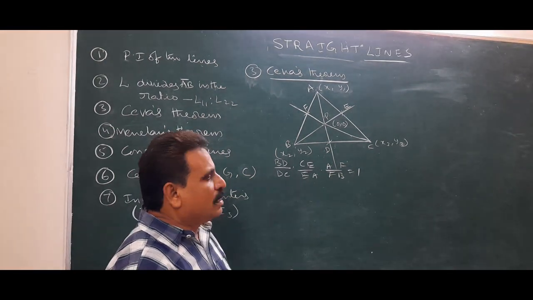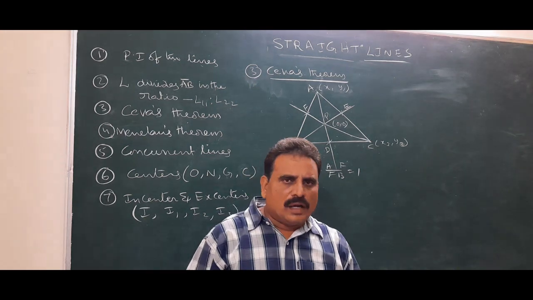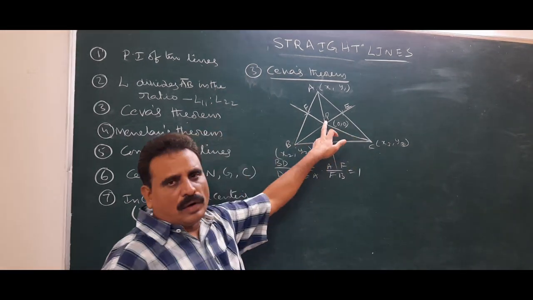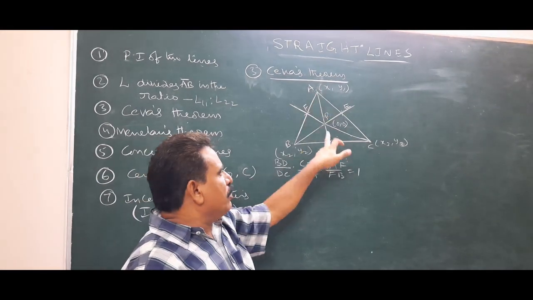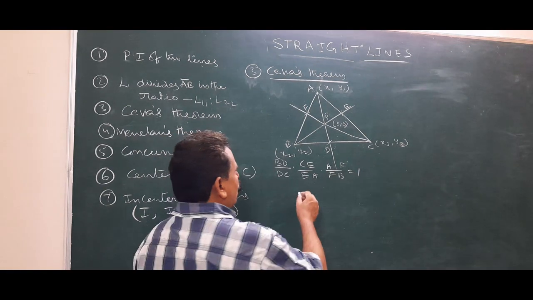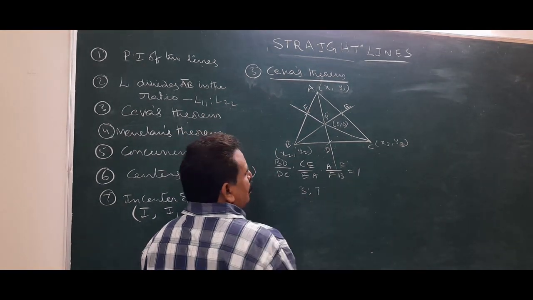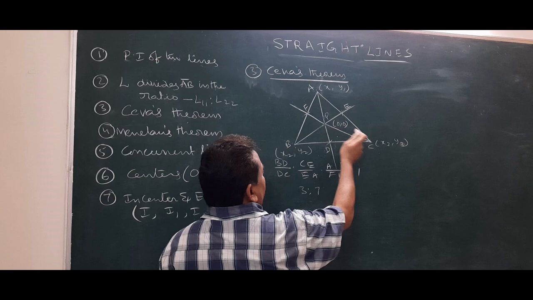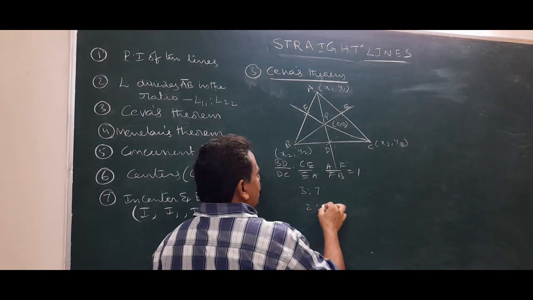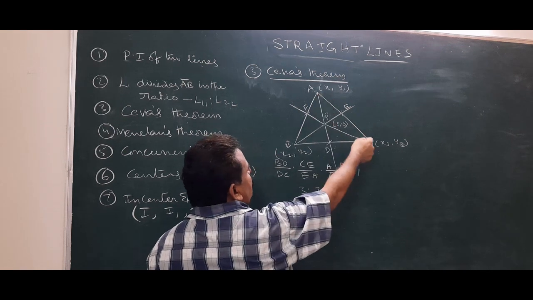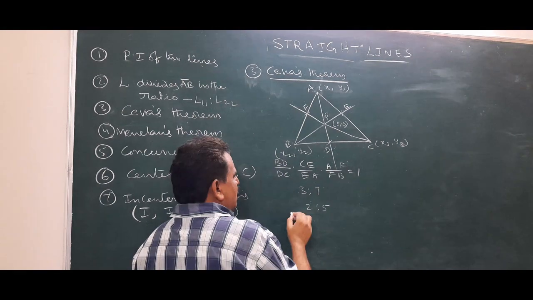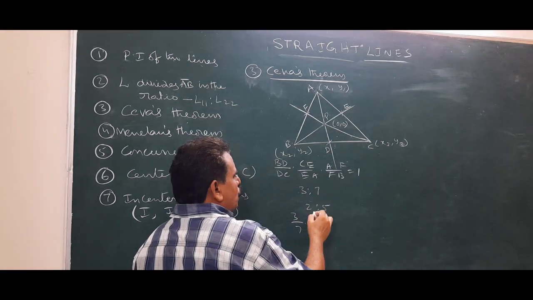The question is given like this. In triangle ABC, P is a point. The ratio is given: AP divides BC in the ratio 3:7, as well as BP divides CA in the ratio 2:5. Find the ratio in which CF divides AB. That means BD by DC is 3 by 7, and CE by EA is 2 by 5.